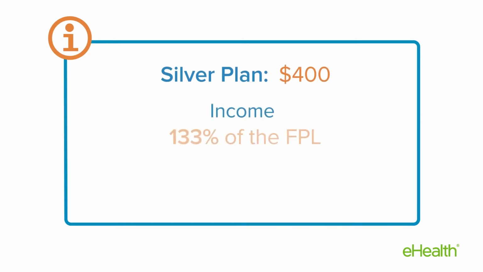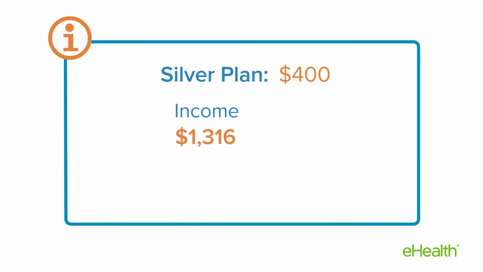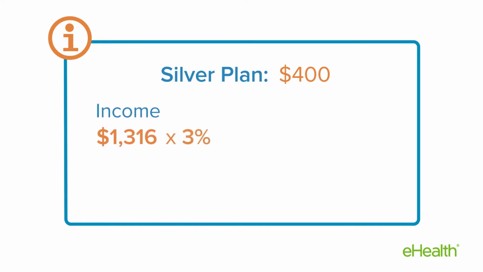Let's say you wanted to buy the second least expensive silver plan in your area, and your monthly taxable income is 133% of the federal poverty level. You would be earning a taxable income of about $1,316 per month in 2016. At that income level, you'd be expected to contribute no more than 3% of your income, about $40 per month, to buy that second least expensive silver level plan. The government subsidy pays the rest of your monthly premium.